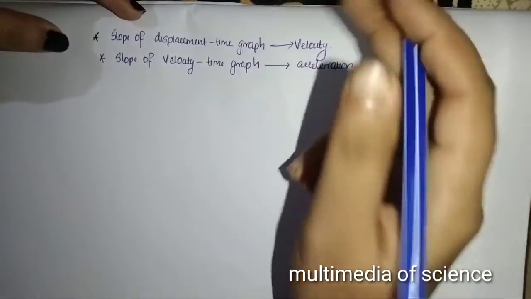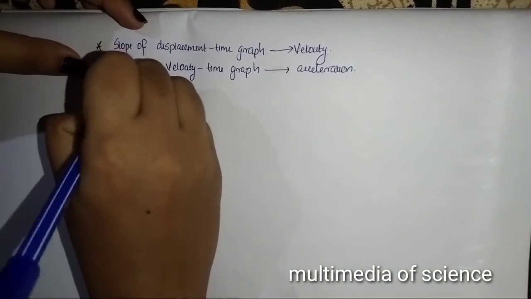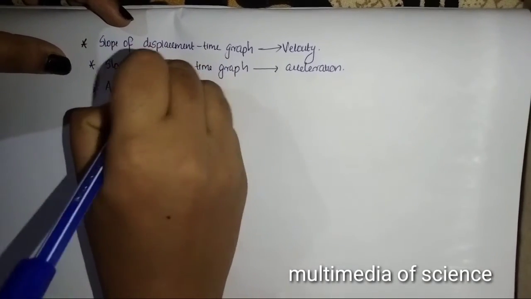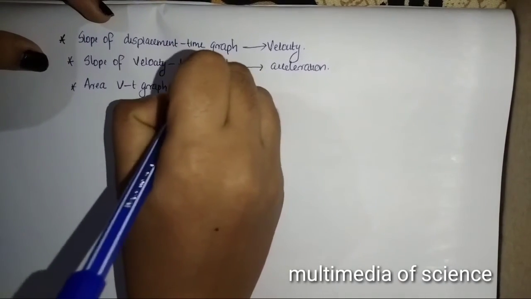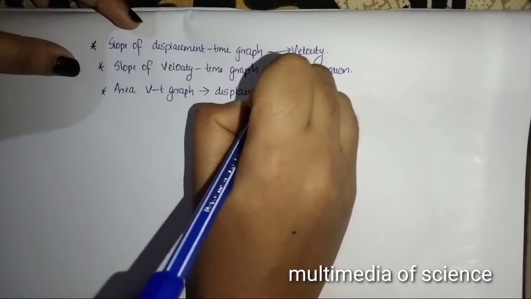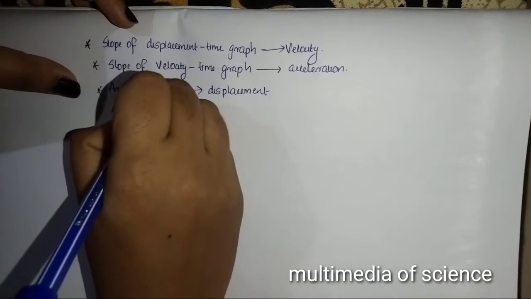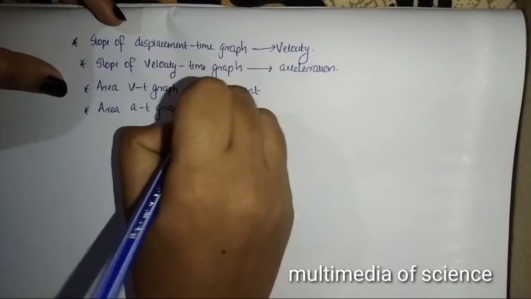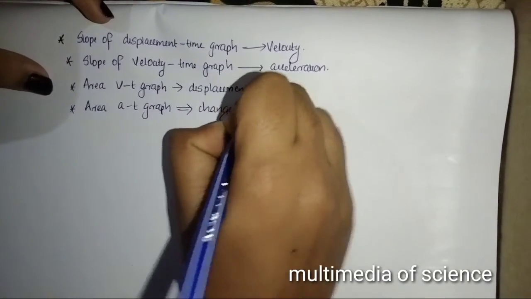These are about the slope. Next is about the area. The area under the velocity time graph gives the displacement, and the area under the acceleration time graph gives the change in velocity.